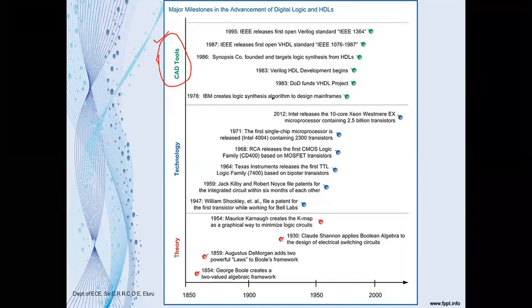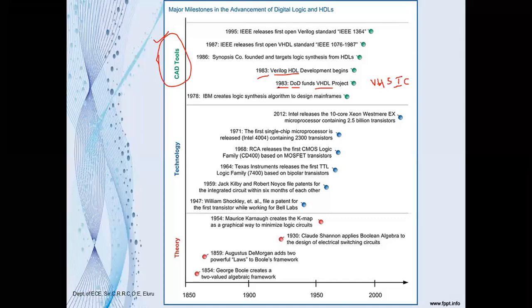The first thought was in the year 1983, when the DOD, the Defense Department, initiated and sponsored the project of the Very High Speed Integrated Circuits. From this the VHDL was developed, Very High Speed Integrated Circuit. And parallelly, in the same year, we have the Verilog HDL. The Verilog hardware description language is independent of the VHDL language. Verilog is different and VHDL is different, but both are hardware description languages.